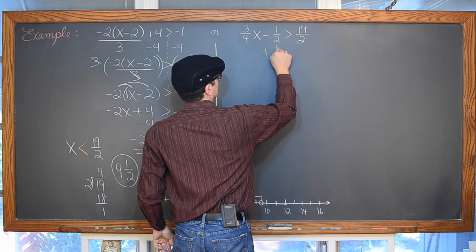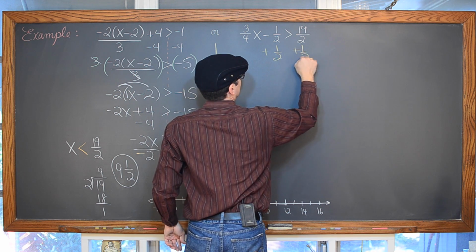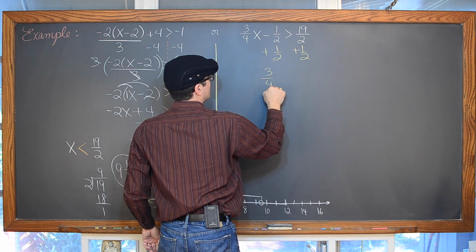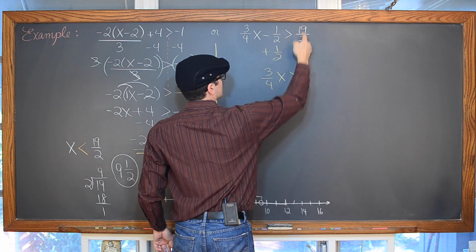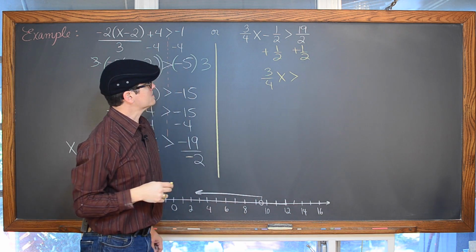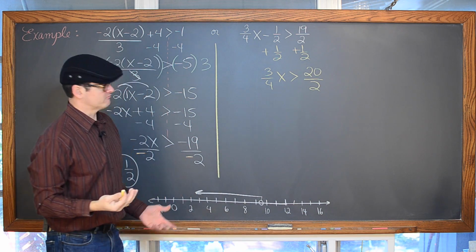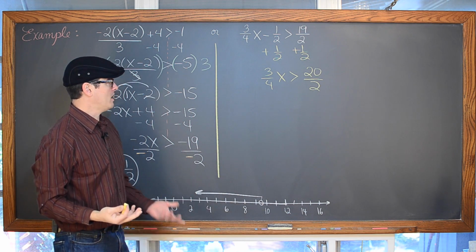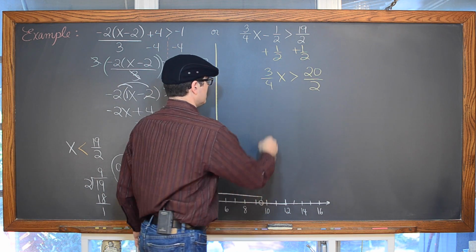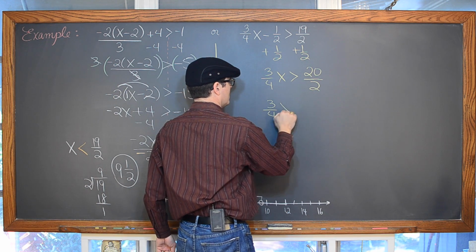I'm just going to do plus 1/2 on both sides and get 3 over 4 x is greater than 19 plus 1, which is 20 over 2. Well, 20 over 2 divides out nice and even as well. That's going to be 10. So now we're looking at 3 over 4 x is greater than 10.